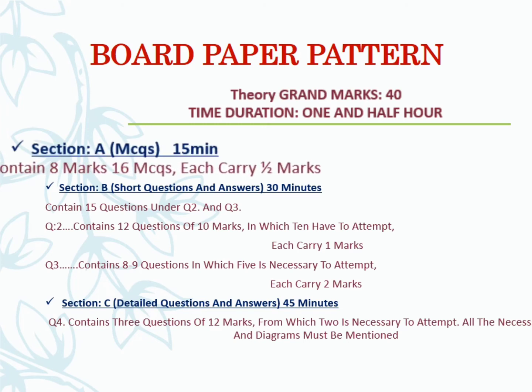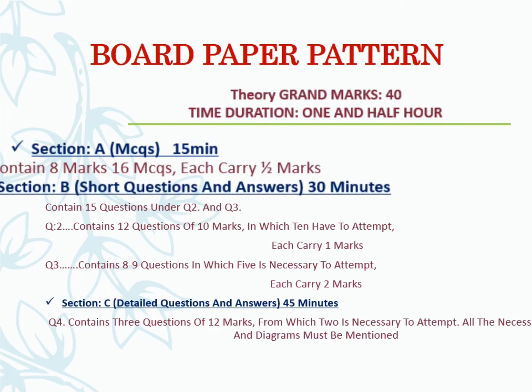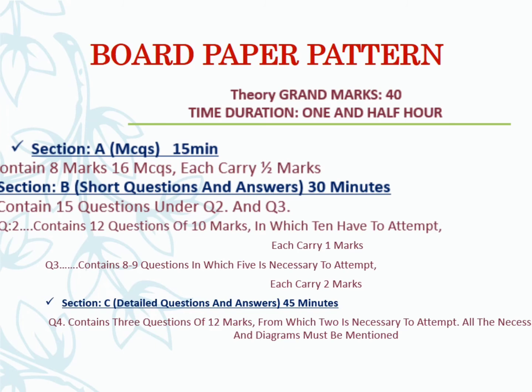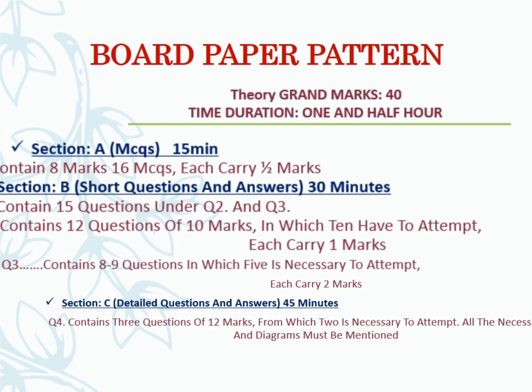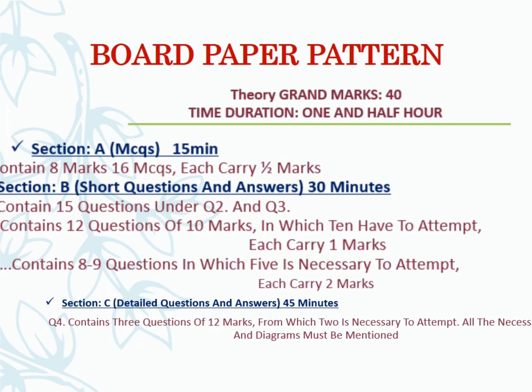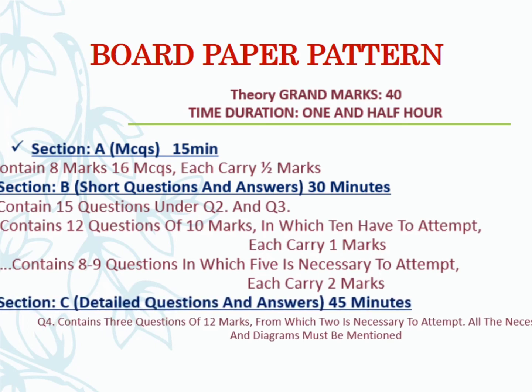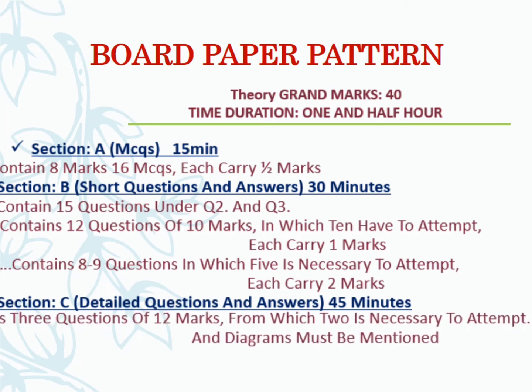You will be given 2 separate question papers, in which one contains section A, of 16 MCQs of 8 marks, each carrying half a mark. After 15 minutes and completion of your section A, another separate paper will be given to you in which you will receive sections B and C. Section B is related to short question answers, which contain question number 2 and question number 3.